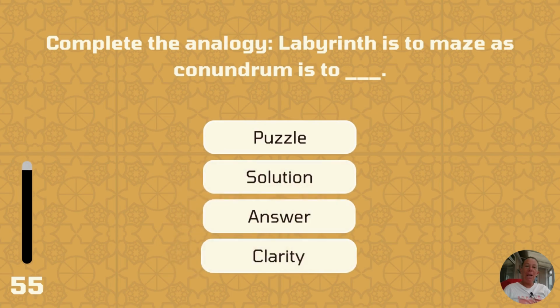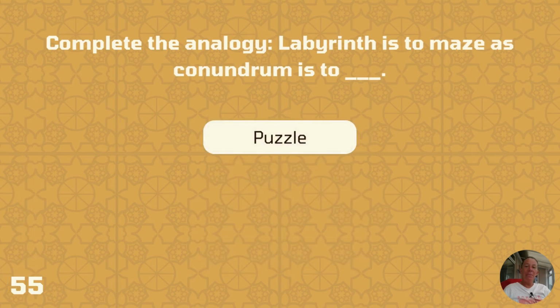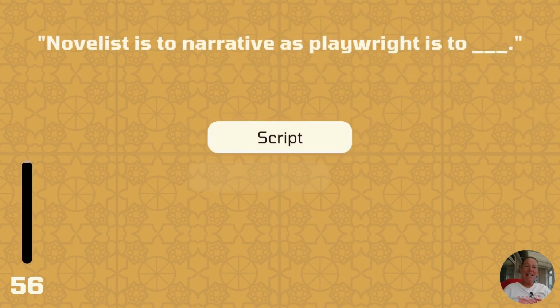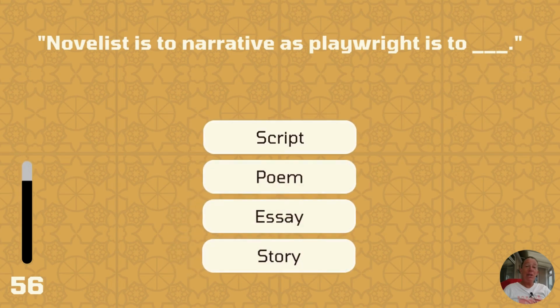Complete the analogy. Labyrinth is to maze, as conundrum is to puzzle, solution, answer, or clarity. Puzzle. Novelist is to narrative, as playwright is to script, poem, essay, or story. Script.